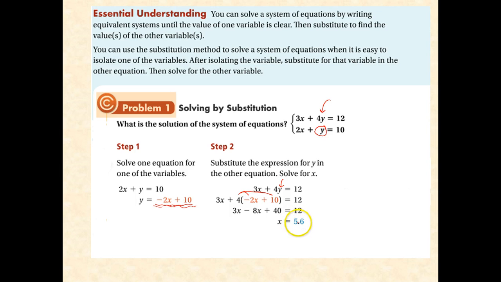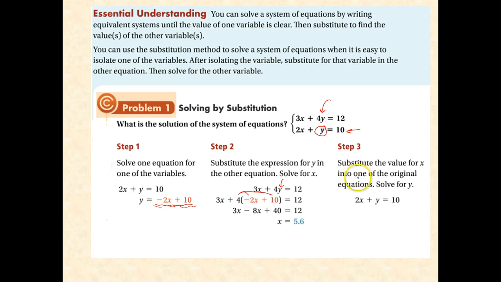Then I can take that 5.6 and plug back into either one of these equations to solve for y. The bottom equation looks easier because it already has y. I wouldn't have to divide by 4 to get my answer. So I'm going to plug it back in to whichever one's easier. I know x is 5.6, so I'm going to plug 5.6 in for x. 2 times 5.6 plus y, 11.2. Subtract 11.2 from both sides and you get negative 1.2. Cool, huh?